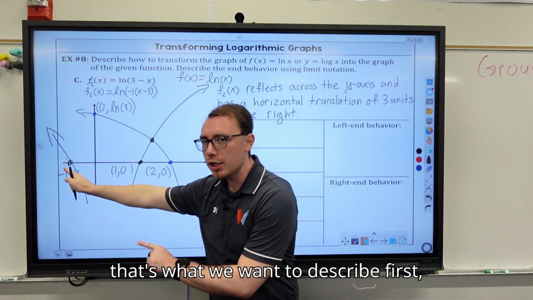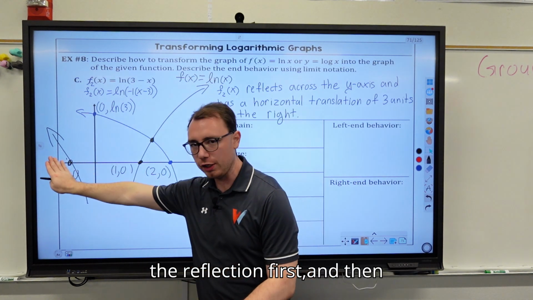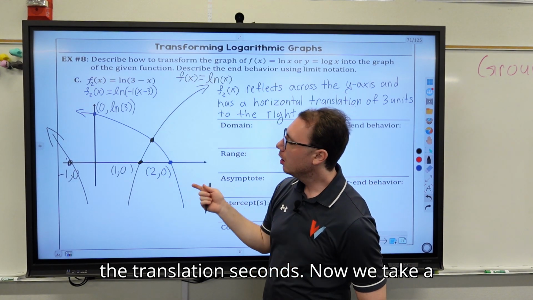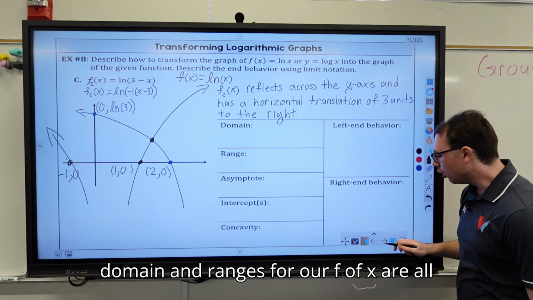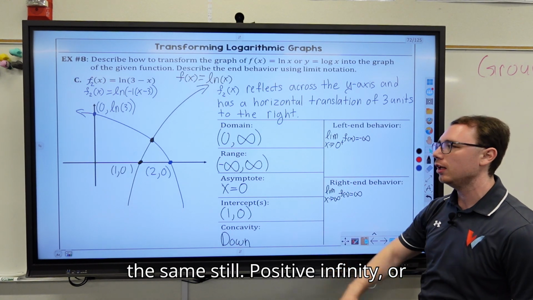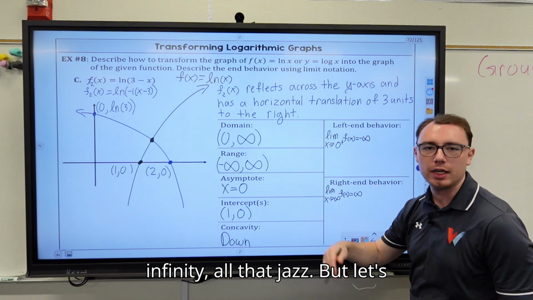So that's what we want to describe first, the reflection first, and then the translation second. Now we take a look at the domains and ranges. The domain and ranges for our f of x are all the same still. Positive infinity, or 0 to positive infinity, negative to infinity, all that jazz.